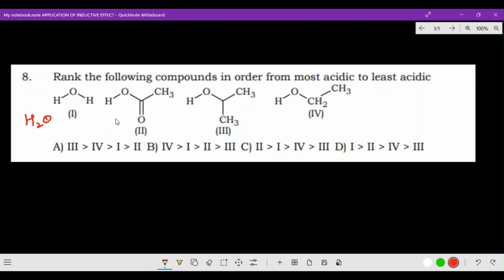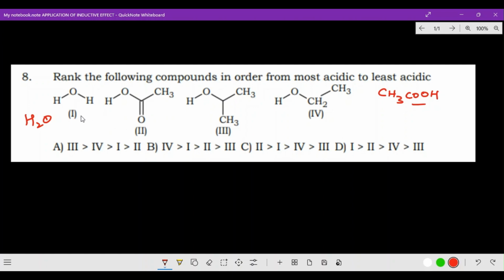CH3COOH, acetic acid. Then CH3CHOHCH3 is a secondary alcohol, and CH3CH2OH is a primary alcohol. Which is the most acidic and which is the least acidic? Acetic acid is there, so naturally this will be the highest. Then which is the second one? You will give the vote for acetic acid first.